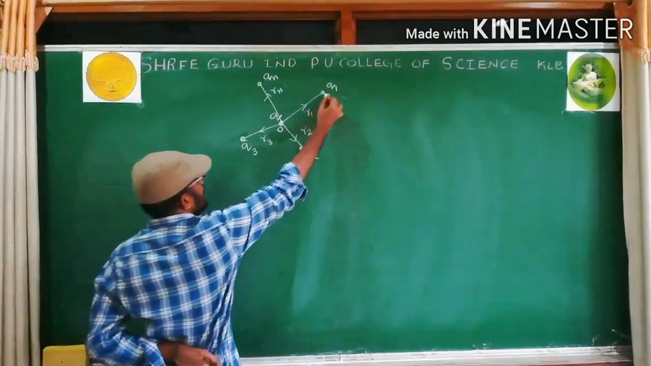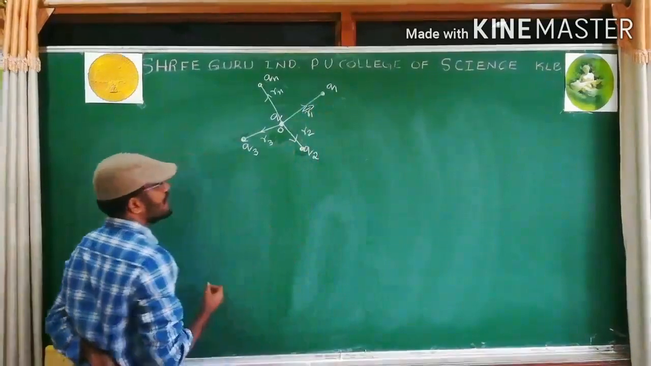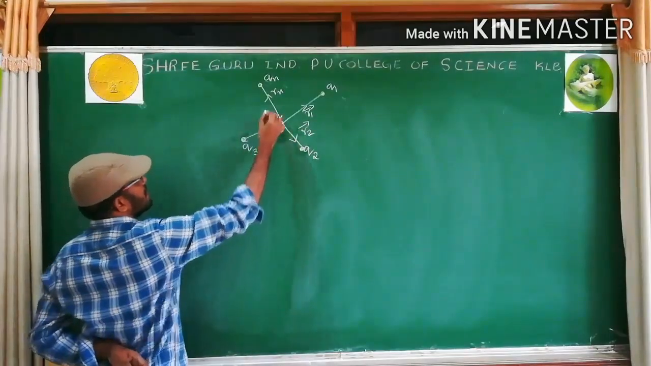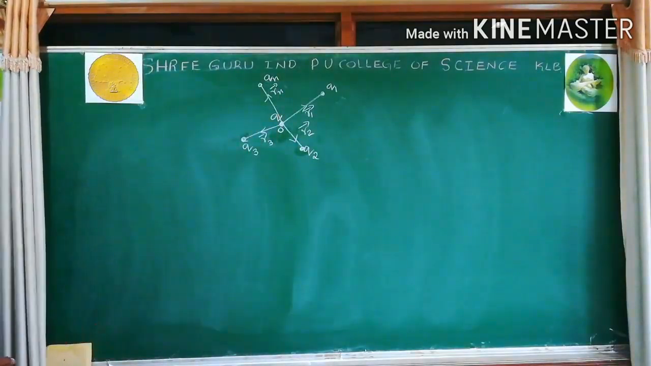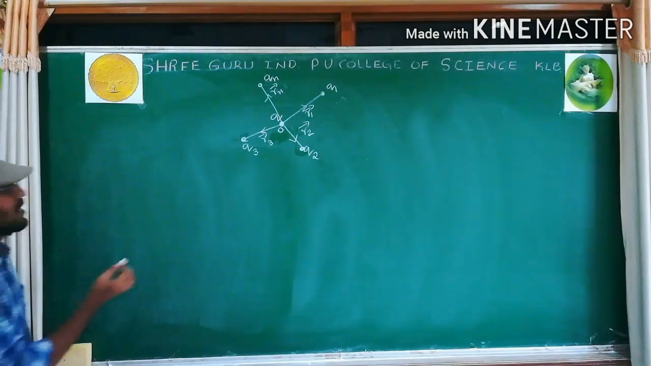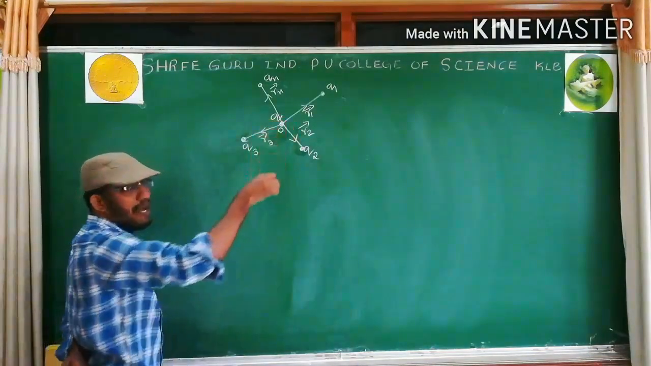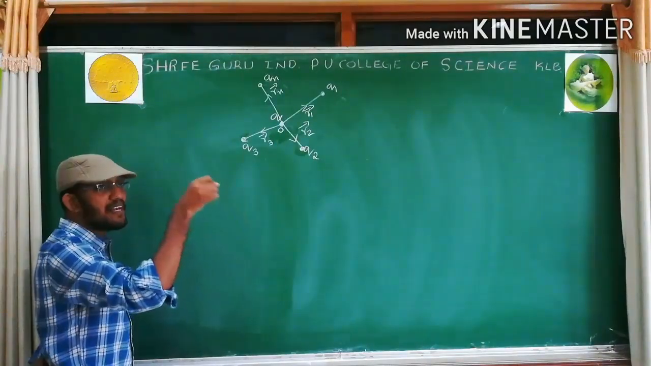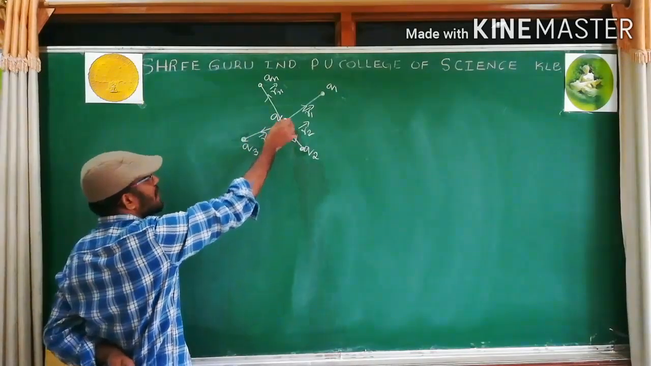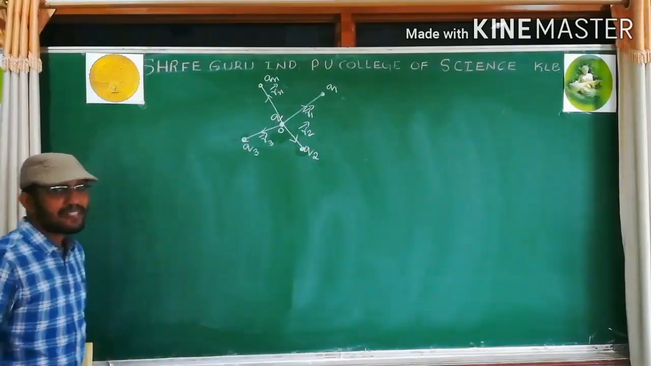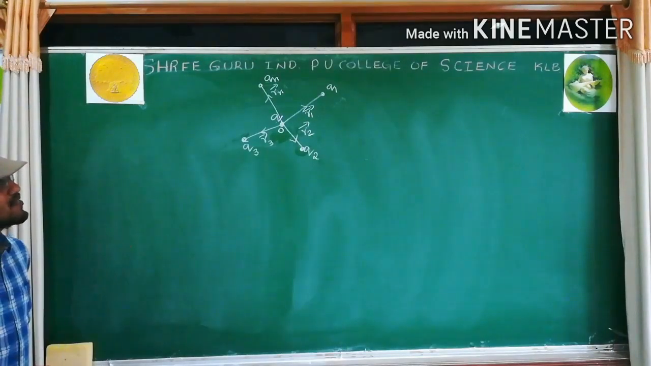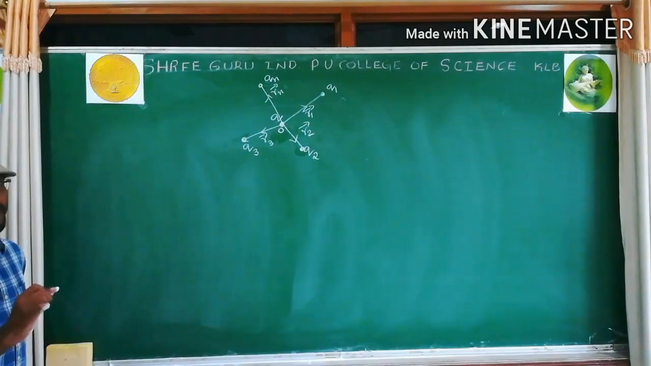What is the position vector of Q1 from this? R1 bar. The position vector of Q2 is R2 bar, and this is R3 bar, and this is Rn bar. Any charge you can take, but for convenience I have taken this Q charge. Our aim is to calculate the resultant force on this Q charge, which is placed at O, due to the presence of other charges. This is nothing but force due to multiple charges. First, we'll see the statement of this.